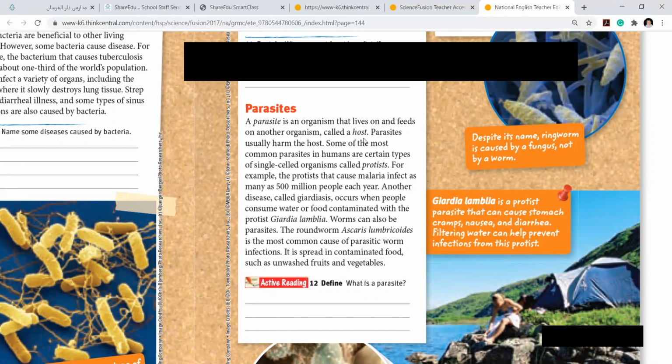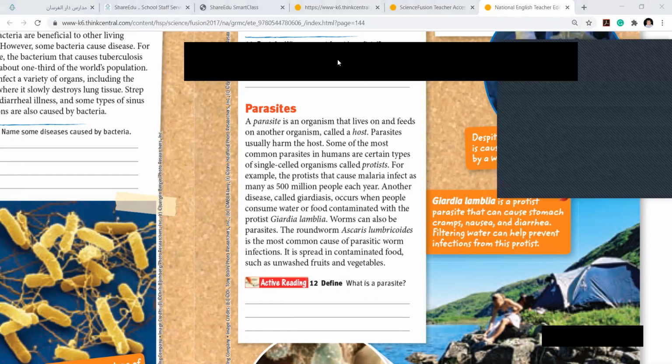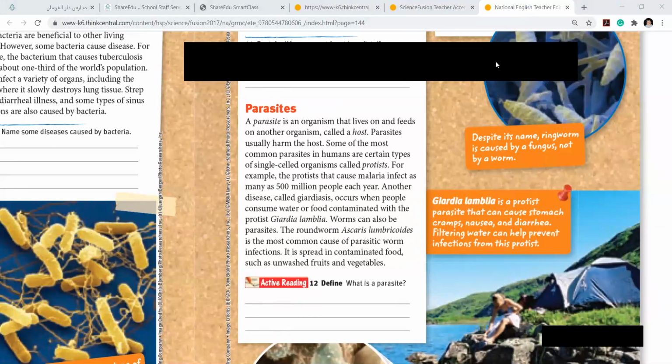Parasites usually harm the host. What do parasites do? They usually harm the hosts. One minute. Miss, are you going to write? No, I'm not going to write, but I just wanted to spotlight here because I'm getting lost here.